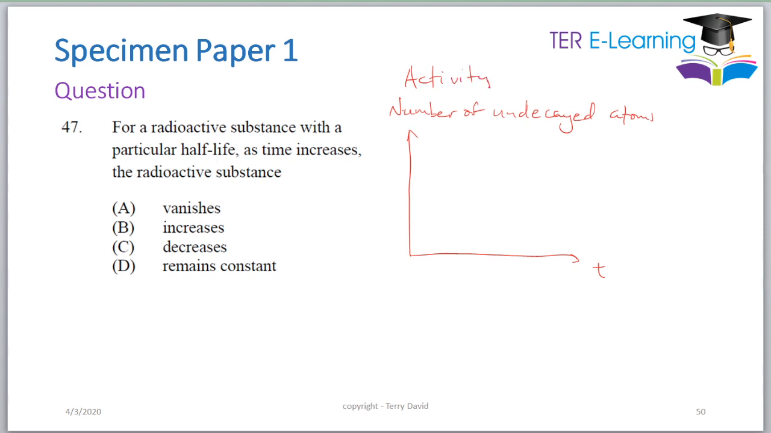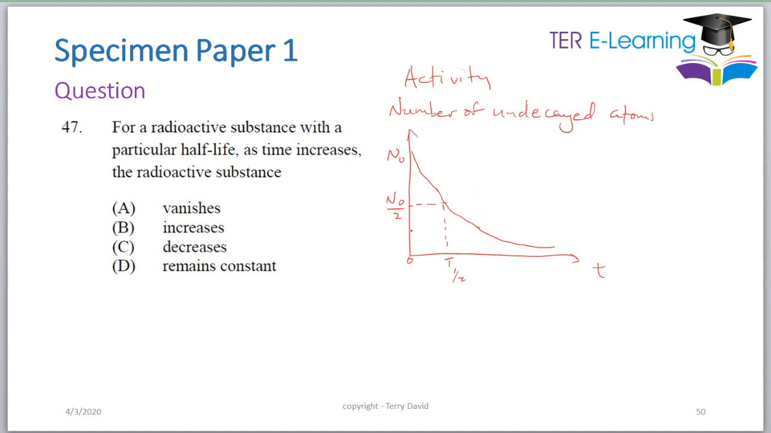Activity, right? Basically the graph looks like this. It has an exponential curve, right? So this is my initial activity. After one half-life, which is the time taken to decrease by half my initial value, this here is going to be my half-life, right? So these are the things that you need to know.